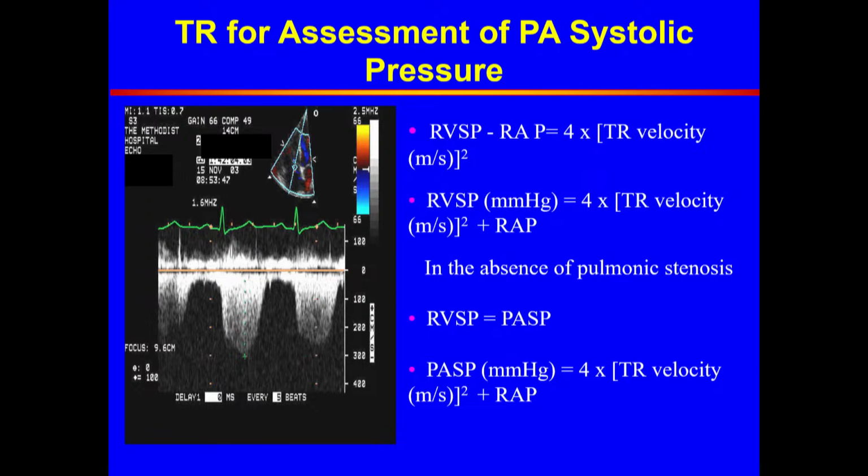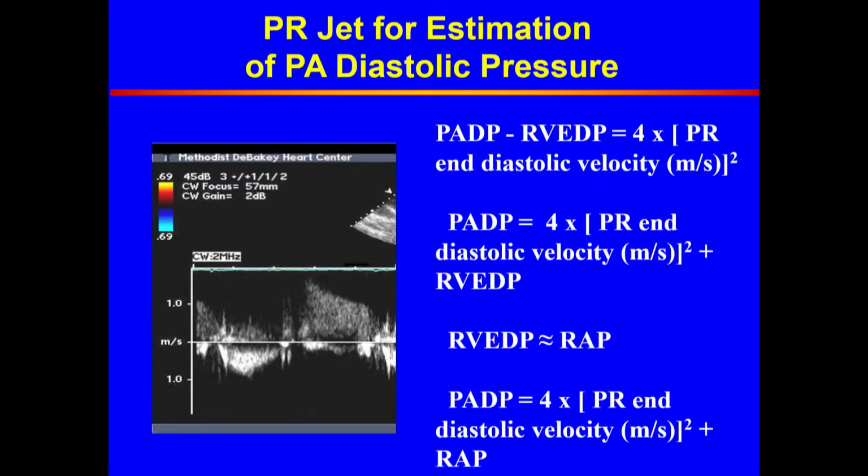I have to get the peak velocity, and we get it from multiple windows. And then we put that expression and say the RV systolic pressure is 4V squared plus the RAP. If there is no pulmonic stenosis, then the RV systolic pressure is the same as the PA systolic pressure. So that's how we go about PA systolic pressure estimation.